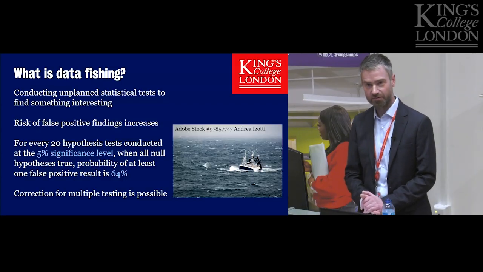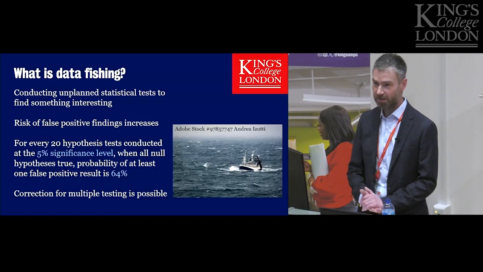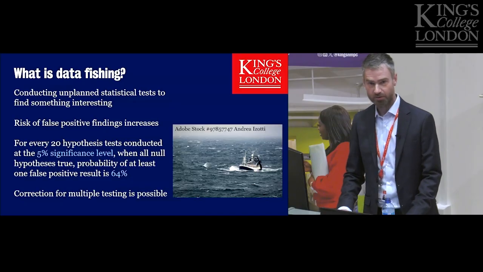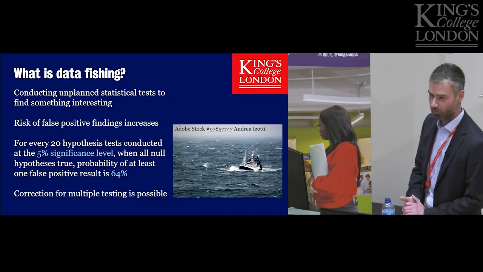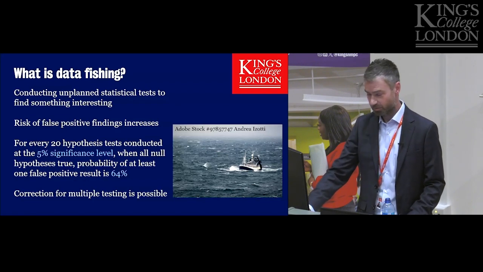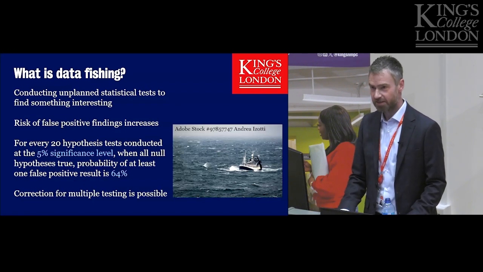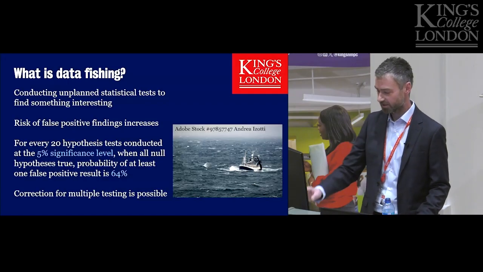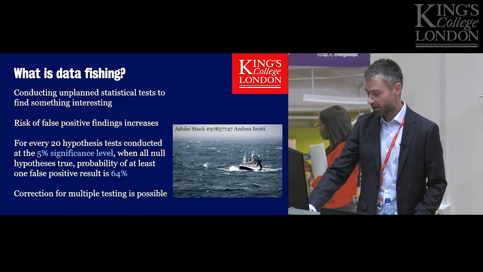And it's quite easy to show that for every 20 independent hypothesis tests that we conduct at the conventional 5% significance level, assuming all of the null hypotheses are true, then we have a probability of at least 64% that we'll get at least one positive result. And that's quite a high probability, really. So if we know in advance that we're going to be conducting lots of tests, we can do a correction for multiple testing so that we set a stronger threshold for significance.